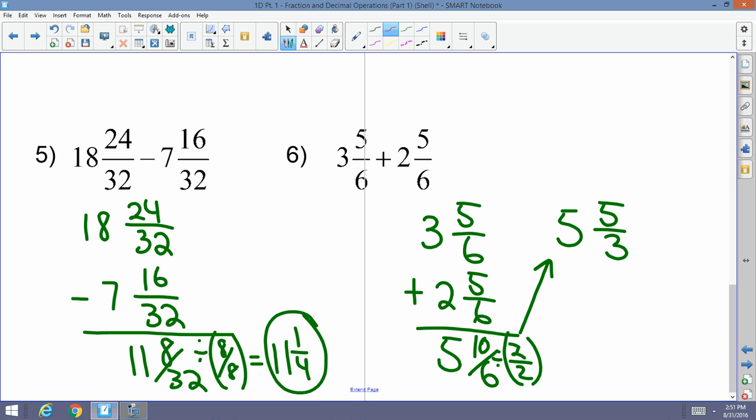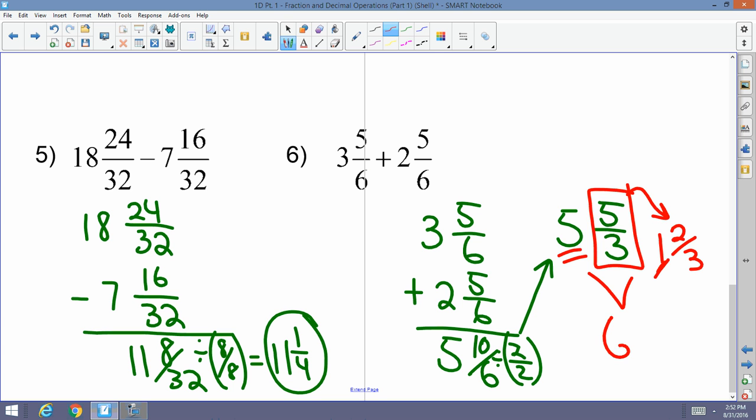But again, I have this improper fraction with a whole number. I can't have that. So let's go ahead and convert this improper fraction to a mixed number. 5/3, 3 goes into 5 one time with 2/3 left over. So 1 whole plus 5 wholes gives me 6 and 2/3. And I am completely simplified and done. So that's adding and subtracting fractions and mixed numbers with like denominators.